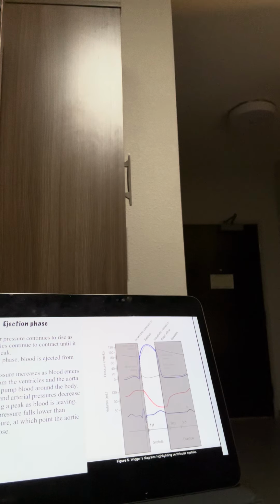Arterial pressure increases as blood enters the aorta from the ventricles, and the aorta contracts to pump blood around the body. Ventricular and arterial pressures decrease after reaching a peak as blood is leaving. Ventricular pressure falls slower than arterial pressure, at which point the aortic valve will close.